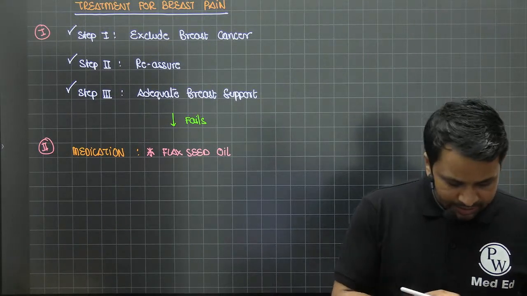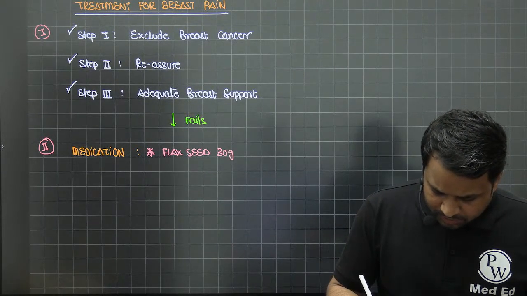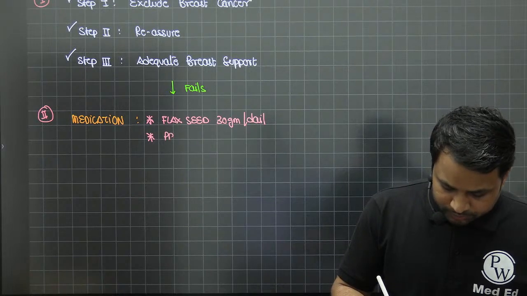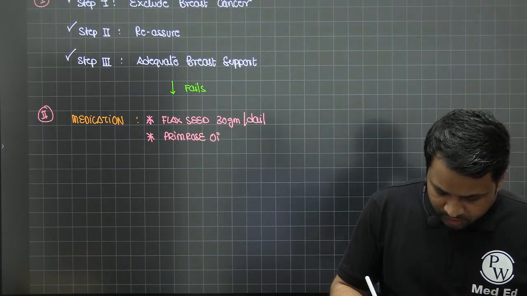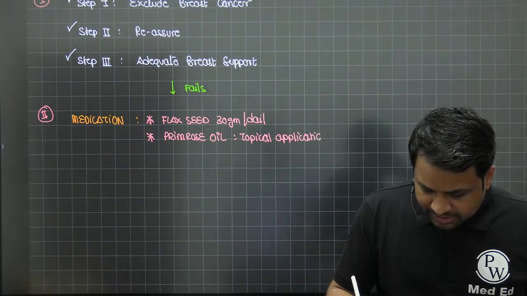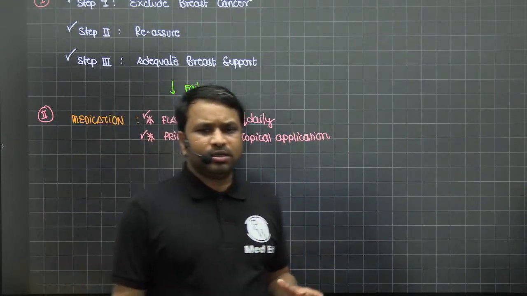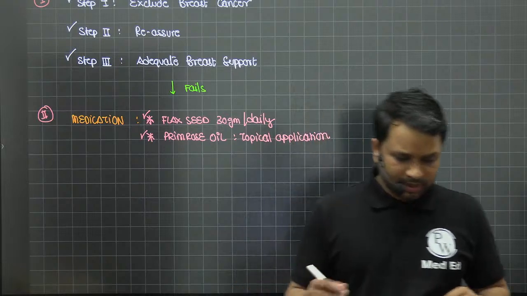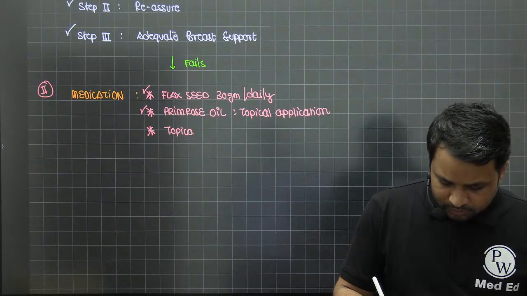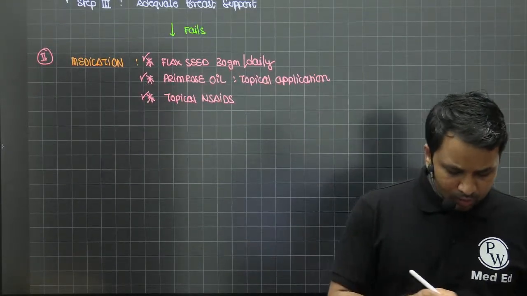It is going to be 30 grams daily. Or you can say flax seeds directly. You give 30 grams on a daily basis, or a topical application of primrose oil. You ask the patient to apply it locally. So flax seeds, 30 grams on a daily basis, right? Or evening primrose oil, an oil extract which you ask the patient to apply on a daily basis. Okay? Now, if this does not work, then you can give analgesia, that is topical NSAIDs, non-steroidal anti-inflammatory drugs. Usually it works for mild to moderate breast pains, right?